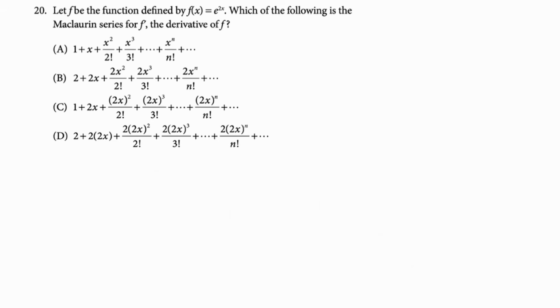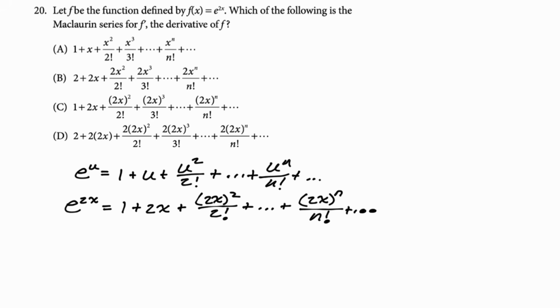What I'm going to do is first write out what I know e to the u looks like. So e to the u is 1 plus u plus u squared over 2 factorial plus ... plus u to the n over n factorial plus ... You want to memorize sine, cosine, e to the x, and 1 over 1 minus x. You have to have those memorized so that you can just write them down like this. E to the 2x is going to be this series with 2x subbed in. So I'm just going to replace every u that I see with 2x. And I get this. If you look at the answer choices, they've kind of left it like that in a couple of them. So I'm going to also leave it like that.